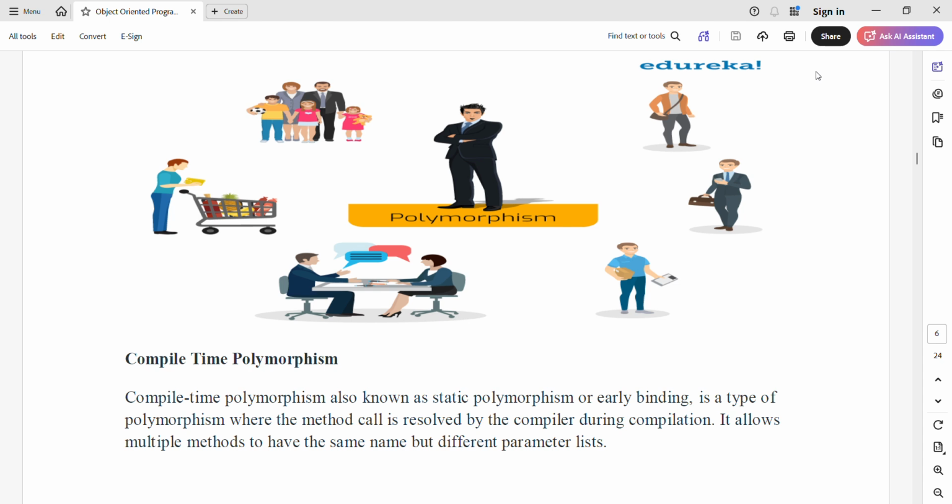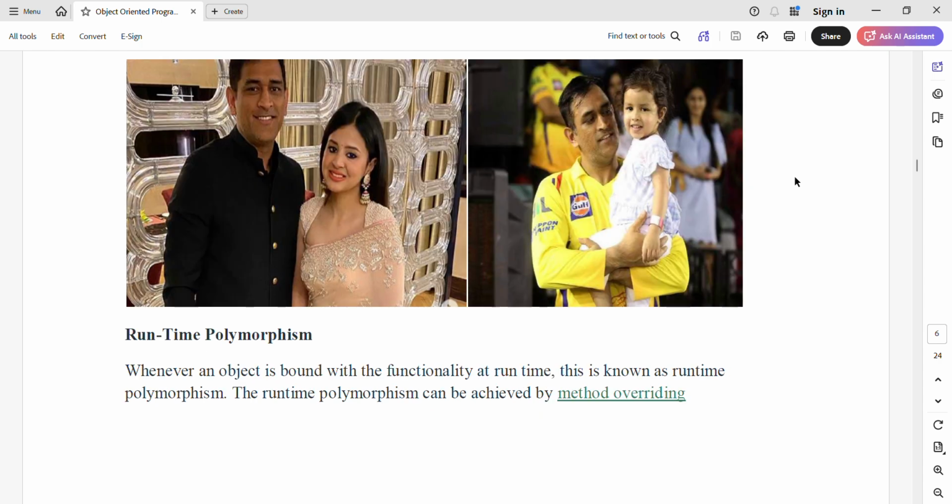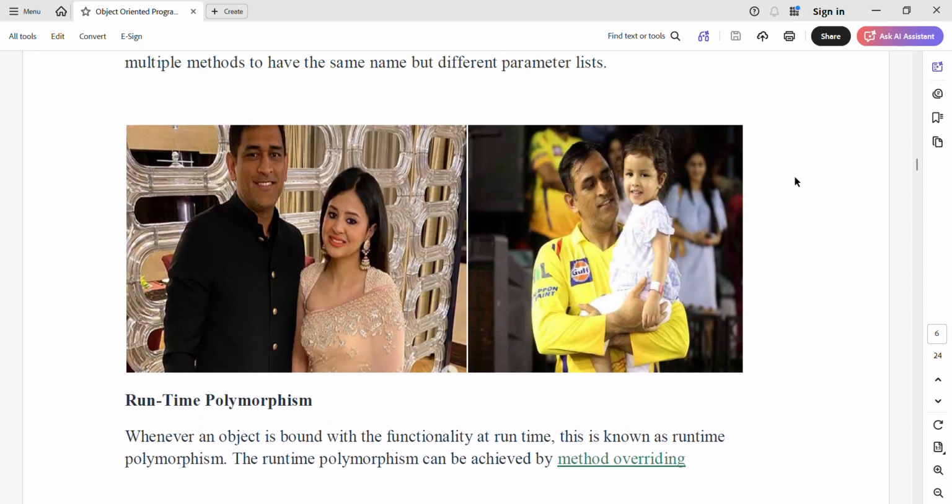Compile time polymorphism: let us consider an example of Dhoni. By looking at the picture itself, I can tell Dhoni acts as a husband in the first picture, and in the other Dhoni is with his daughter, so he acts as a father. By looking at the picture itself, I can tell what role he is playing. Similarly, compile time polymorphism is when the compiler knows what kind of function it is going to perform at the beginning of the program itself.